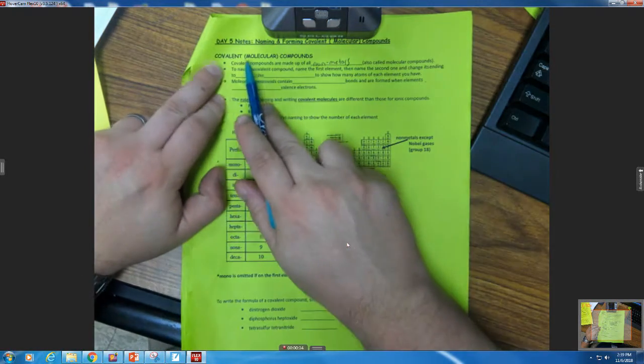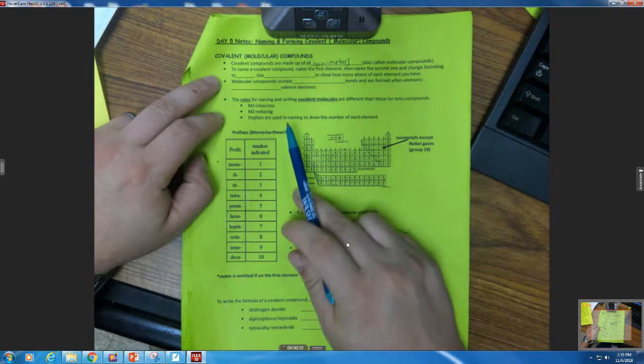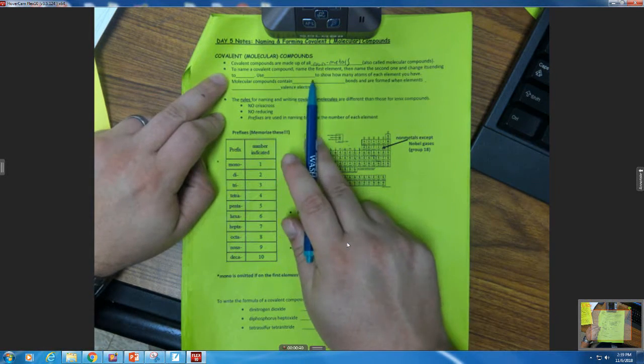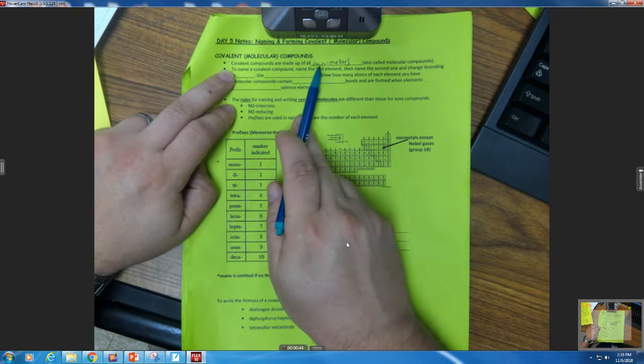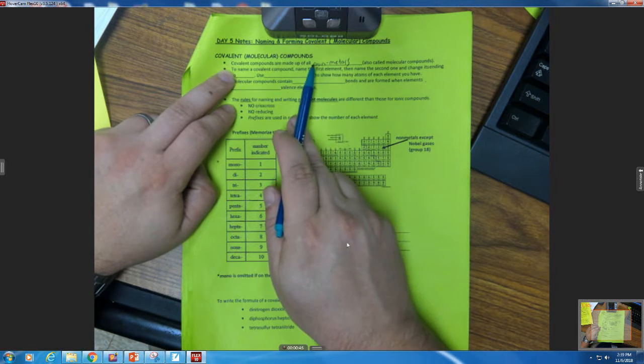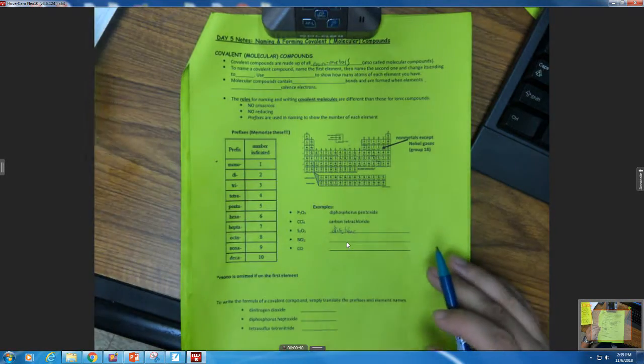So Day 5, we're talking about covalent compounds. This is page 15 of your packet. So far, everything else we've talked about has been an ionic compound. All right, the difference is covalent compounds are made up of all nonmetals. So there is no metal in a covalent compound. That's different than an ionic compound.